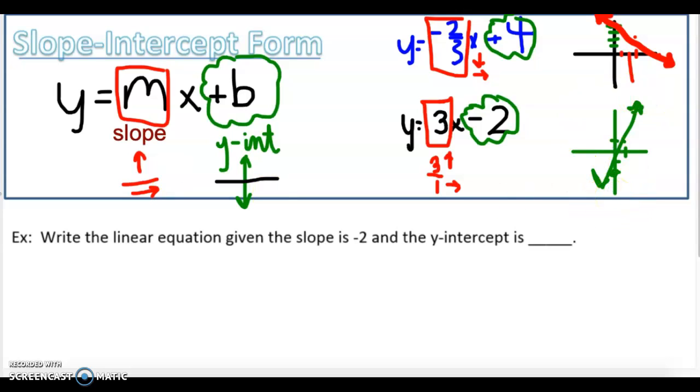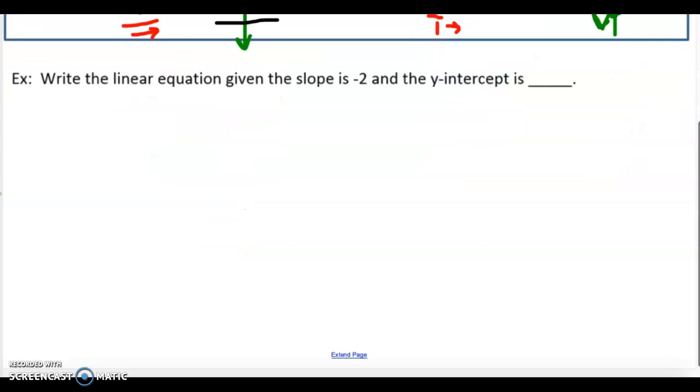So we're going to give this a couple shots, and what we're going to be doing is giving the information of the slope and the y-intercept, and you're going to be asked to write the equation, and that's what you practiced on Khan Academy. Look at these examples. It says write a linear equation with a given slope of -2 and a y-intercept of 7.